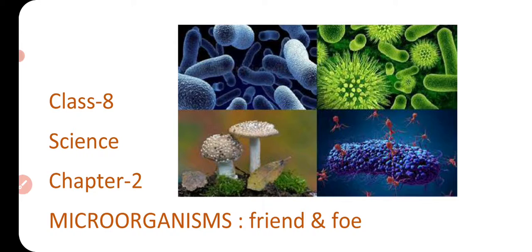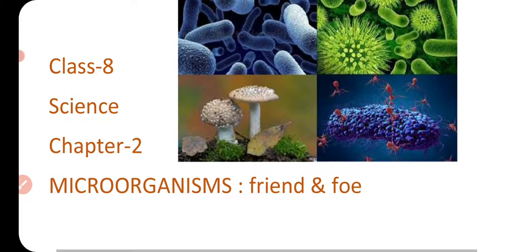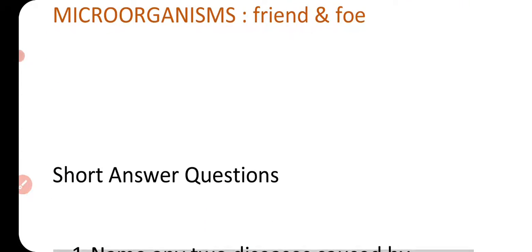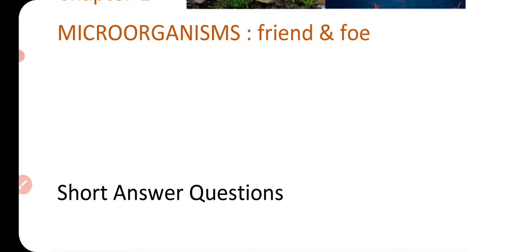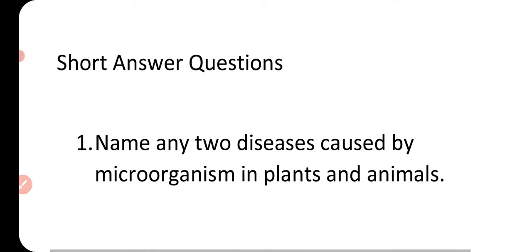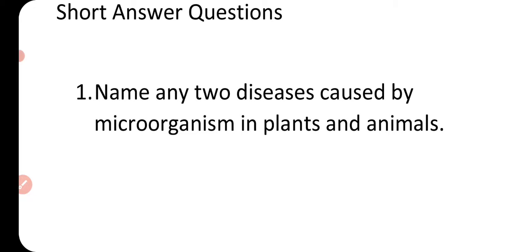So, this is another video of the question answer of Chapter 2, Microorganisms: Friend and Foe, taken from Class 8 Science. Here, I'm going to explain some more questions taken from this chapter. So these questions are short answer type. First question is, name any two diseases caused by microorganisms in plants and animals.